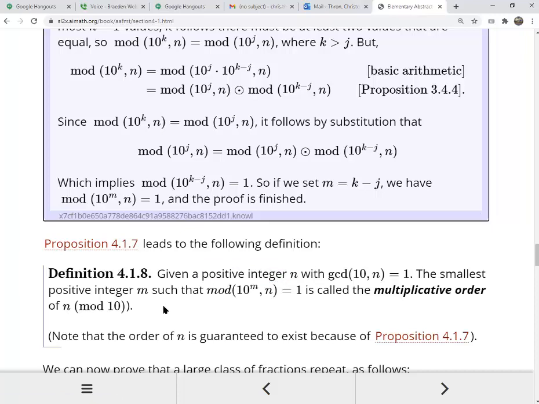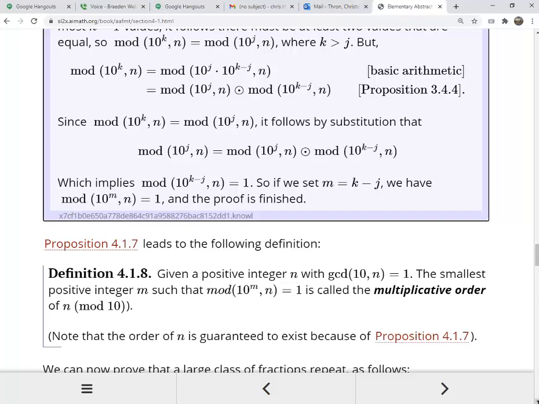So we have this definition. If I have a positive integer n which is relatively prime to 10, the smallest positive integer m such that the remainder of 10 to the m mod n is equal to 1 is called the multiplicative order of n. So m is the multiplicative order of n.